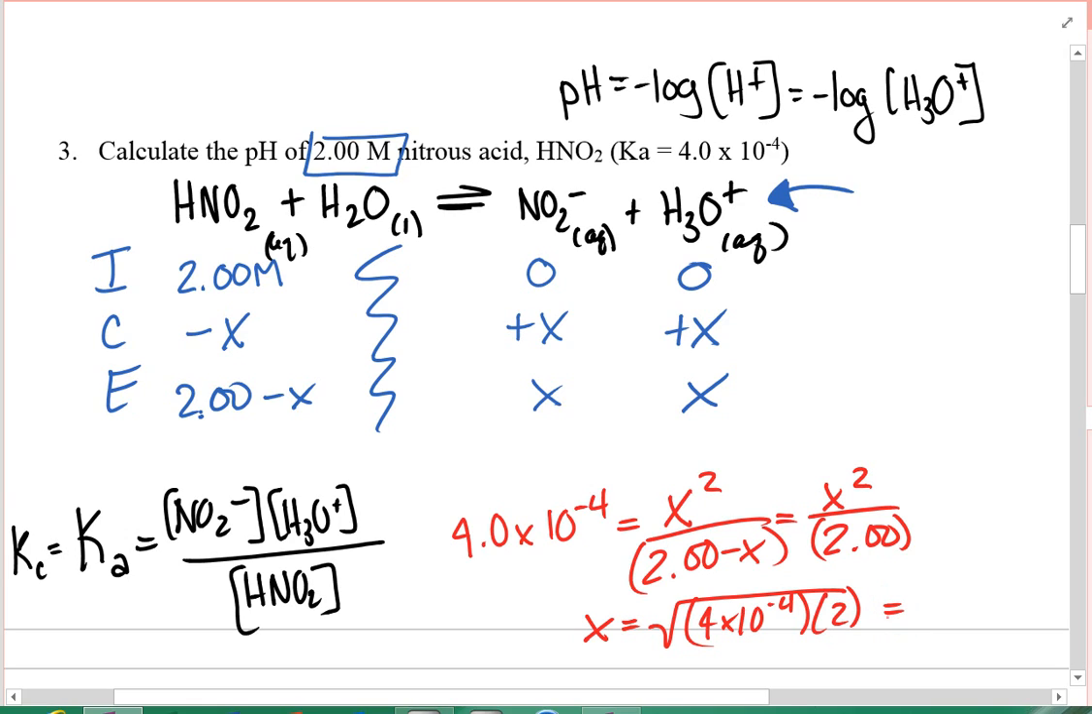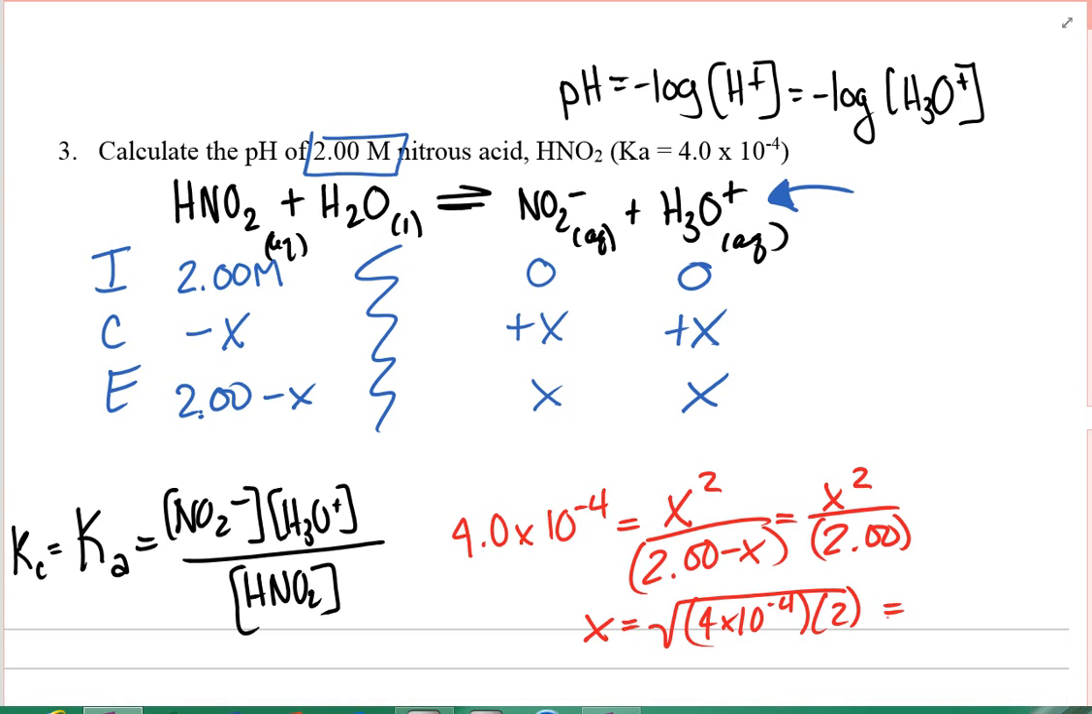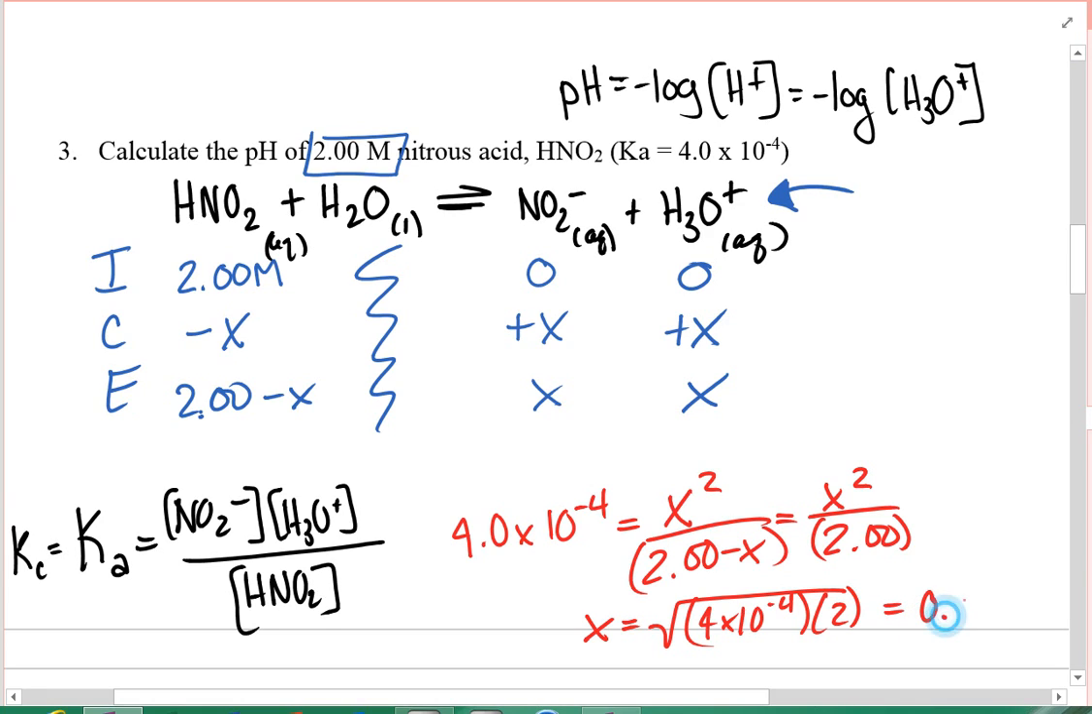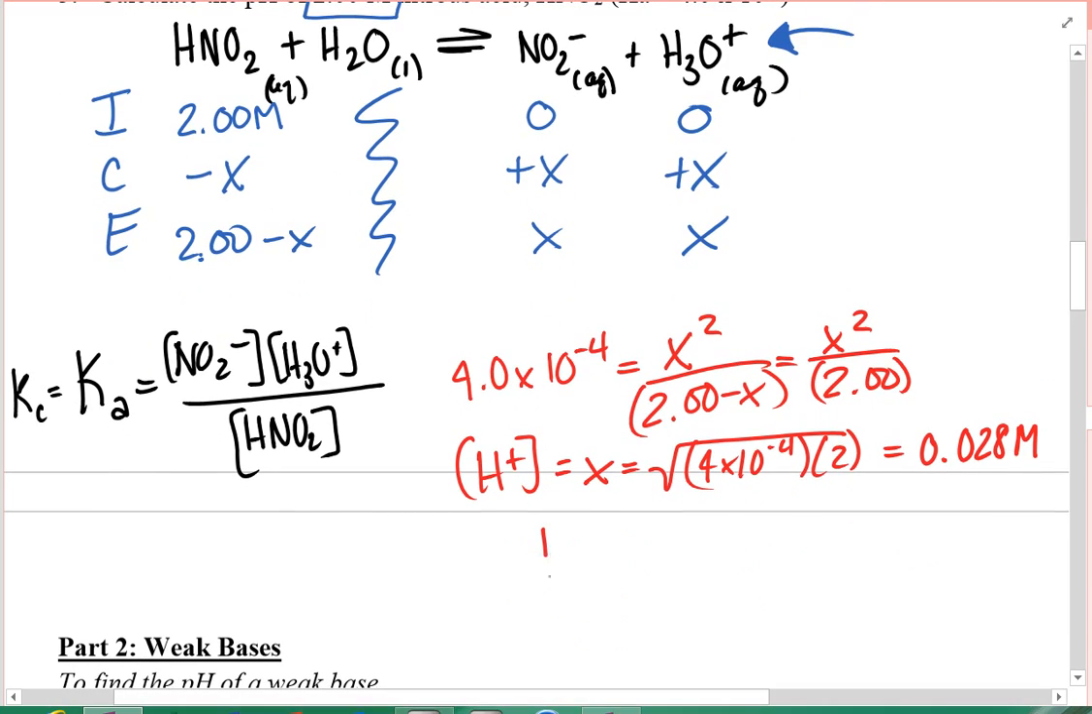I'm going to do that in my calculator really quick, so bear with me. Times 2, and take the square root of it. I should end up with 0.028 as my molarity. Then I have to ask myself, what does x represent? Oh yeah, it represents the H plus concentration. And the problem is asking me not for the molarity, it's asking me for the pH. So the pH is the negative log of the H plus concentration. So the pH in this case is the negative log of that value of x that we just found. If I take the log of that, I end up with 1.55.